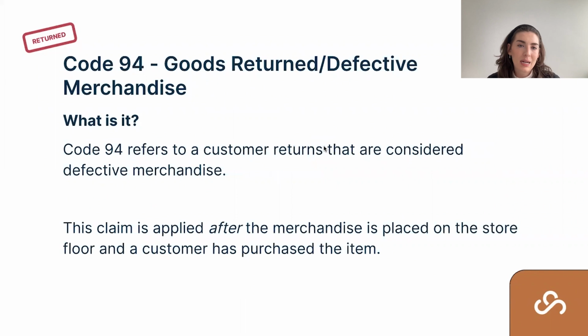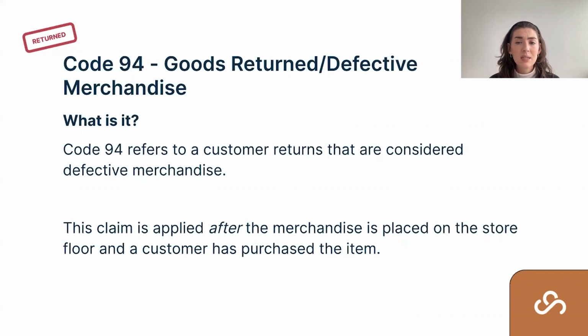All right, code 94. This is for goods returned and defective merchandise. So what is a code 94? This refers to a customer return that is considered defective merchandise. Different than code 93, the claim is applied after the merchandise is placed on the store floor and a customer has purchased the item.